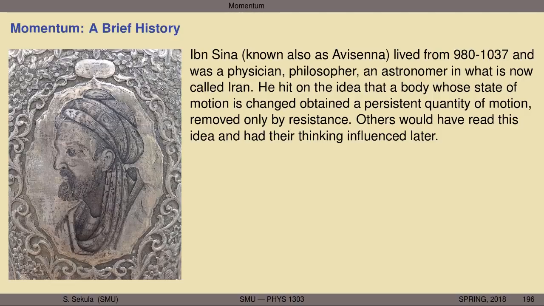It was he that hit on the right idea, although like many people prior to the Renaissance that occurred in Europe much later than this, it didn't necessarily involve doing experimentation to verify thought. Something could be logically or philosophically true without necessarily being physically true. He hit on the idea that a body whose state of motion is changed must obtain, or perhaps in slowing down, give up, some persistent quantity of motion.